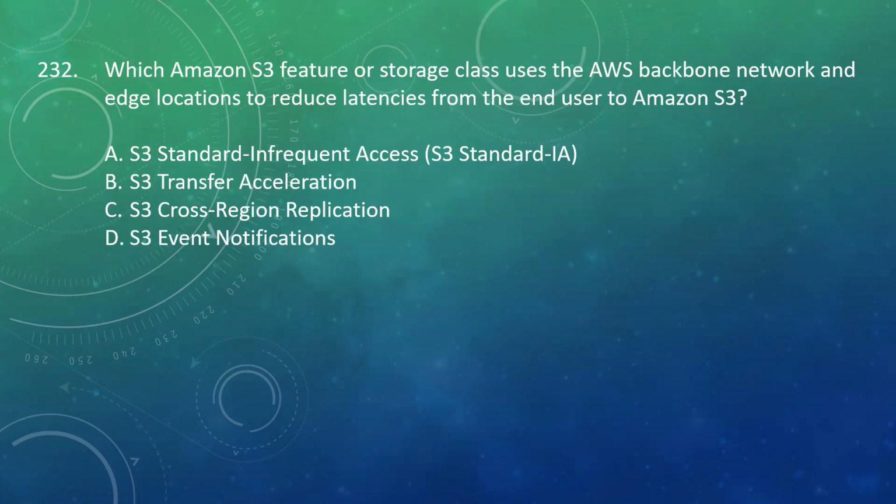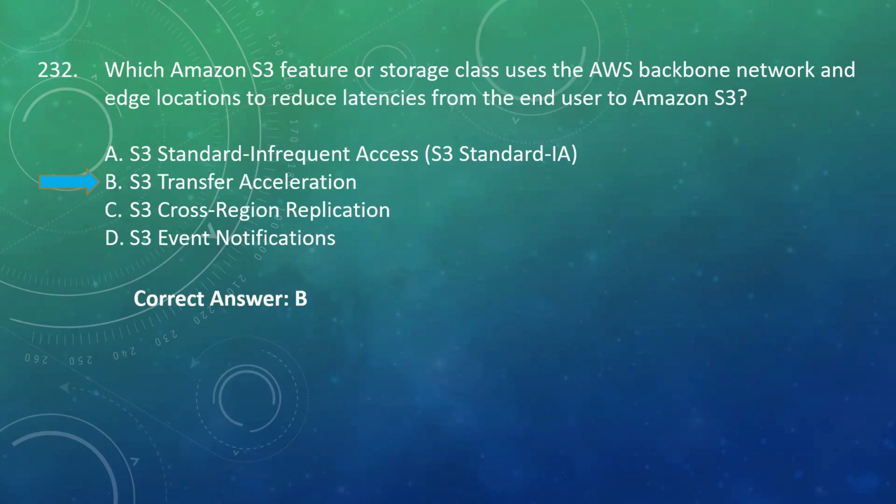Which Amazon S3 feature or storage class uses the AWS backbone network and edge locations to reduce latencies from the end user to Amazon S3? Your options are S3 Standard-Infrequent Access, S3 Transfer Acceleration, S3 Cross-Region Replication, S3 Event Notifications. Correct answer here is S3 Transfer Acceleration.